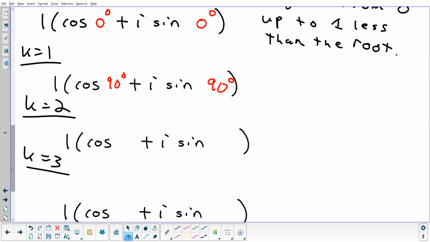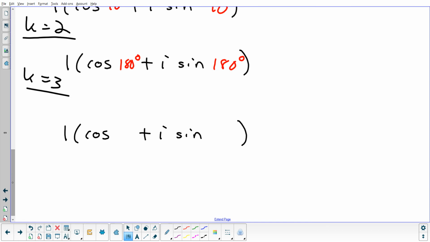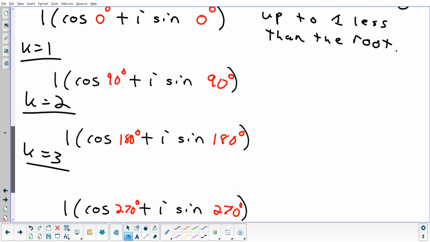What's going to be my angle for my 3rd answer? Yep. 180. What's going to be my angle for my last answer? Yep. 270. And we can convert those to standard form if we wanted to, but we're going to just leave the answers in trig form.